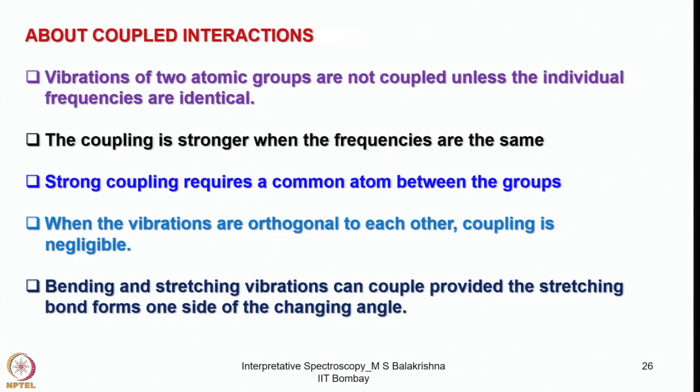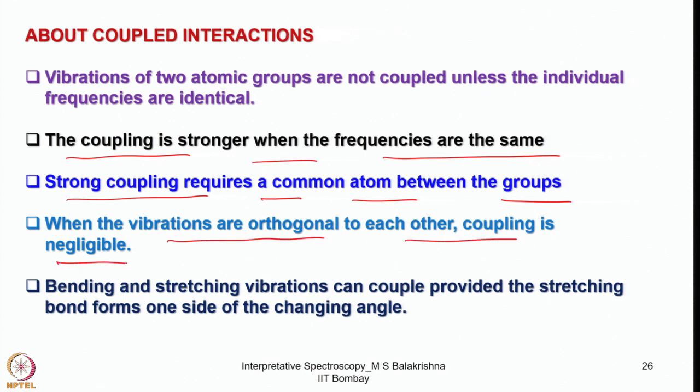Now a little bit more information about coupled interactions. Vibrations of two atomic groups are not coupled unless the individual frequencies are identical. One should remember, for example, if we have a double bond and a triple bond, they are not going to be coupled. The coupling is stronger when the frequencies are the same. The strong coupling requires a common atom between the groups. When the vibrations are orthogonal to each other, coupling is negligible. If the two groups are orthogonal to each other, this coupling is not observed. Even if it is observed, it is very weak and can be neglected.